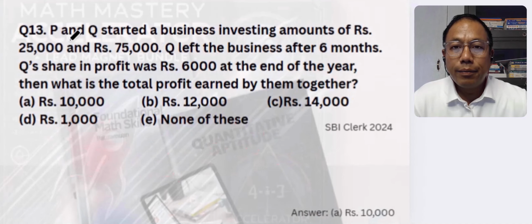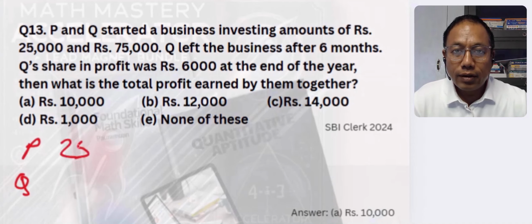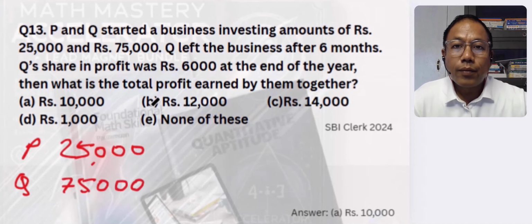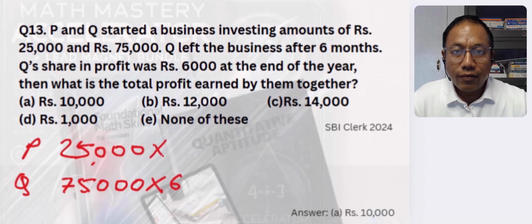Question number 13. P and Q start a business investing amounts of Rs 25,000 and 75,000. P shares 25,000 and Q shares 75,000. Q left the business after 6 months. Q shares only for 6 months. Q's share in profit was 6,000 at the end of the year. At the end of the year, we have 12 months.